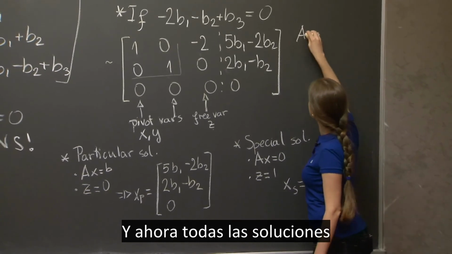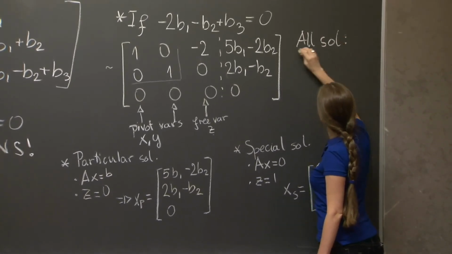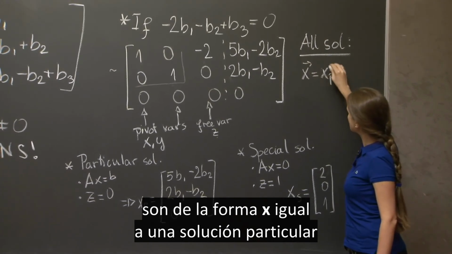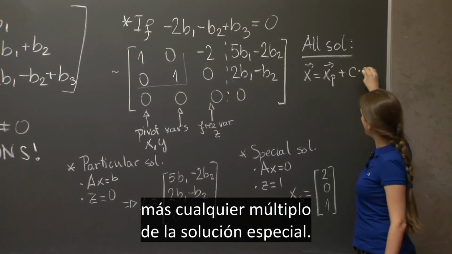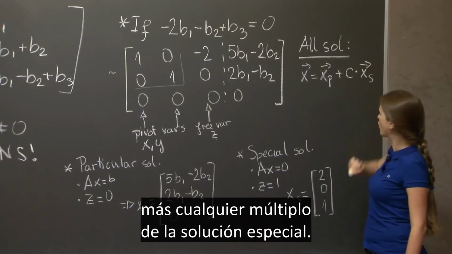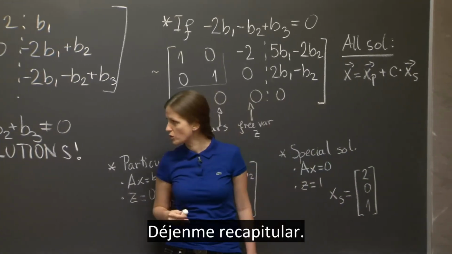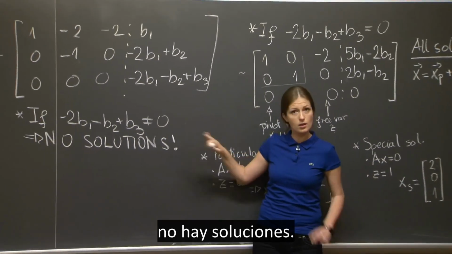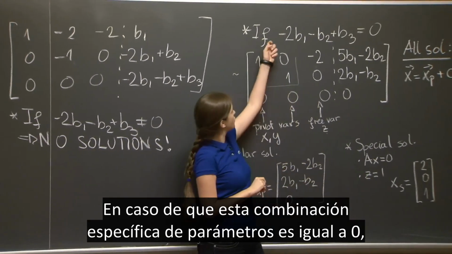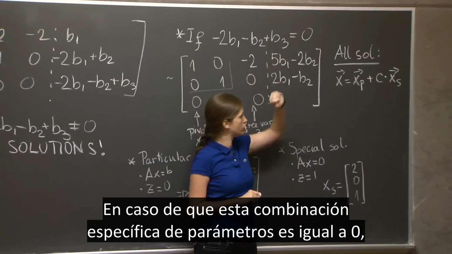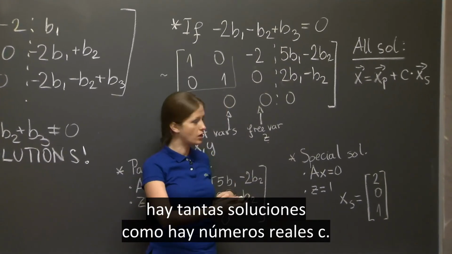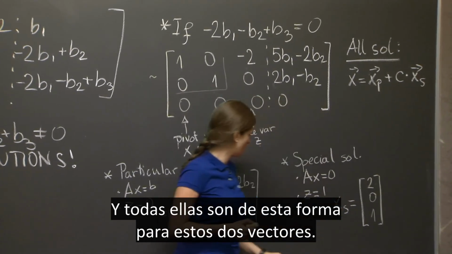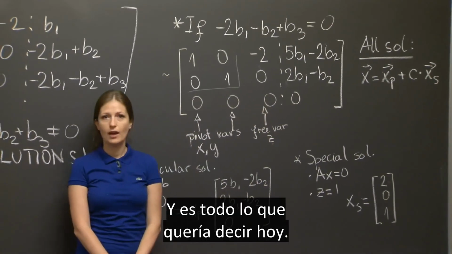And now all solutions are of the form x equals a particular solution plus any multiple of the special solution. Let me recap. In case this particular combination of parameters is not 0, there's no solutions. In case this particular combination of parameters is equal to 0, there are solutions. There are as many of them as there are real numbers c, and they're all of this form for these two vectors. And that's all I wanted to say today.